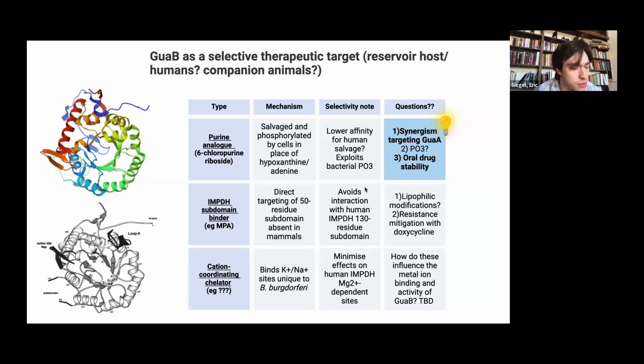We can also use direct binders of the IMP dehydrogenase subdomain, and the researchers who have characterized the crystal structure show that these do differ greatly from those of humans. And so that's where the opportunity for species-specific drugs comes in. We can also use these cation coordinating chelators. The needs for humans and the needs for mice actually depend on different ones than humans, so that is another opportunity.